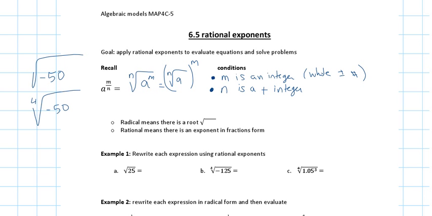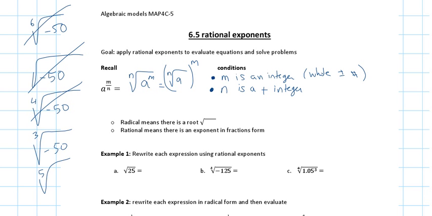Can you do cube root of negative 50? Yes. For some reason this one I can't do, right? Try it. Yes. Can you do sixth root of negative 50? No. Can you do fifth root of negative 50? Yep. Okay, now look here. Why are these a yes while these are no's? Even numbers.